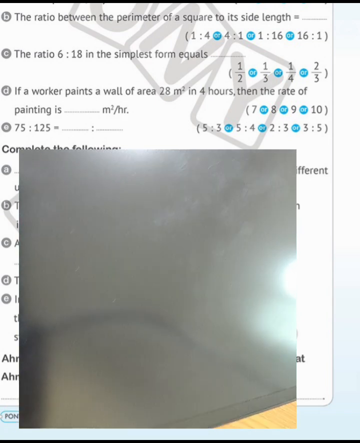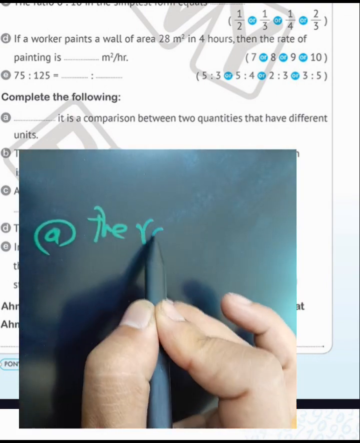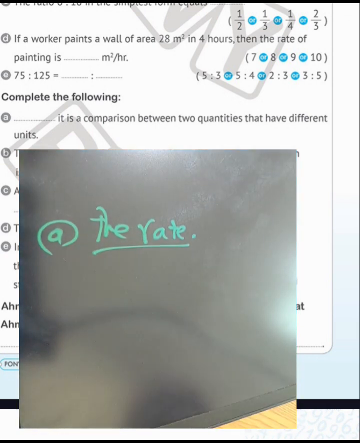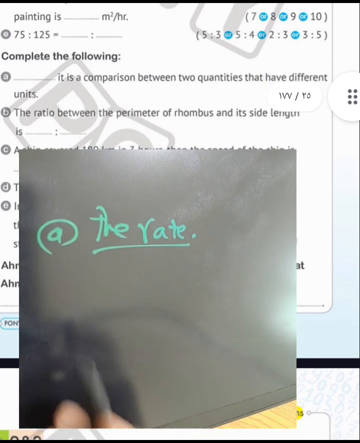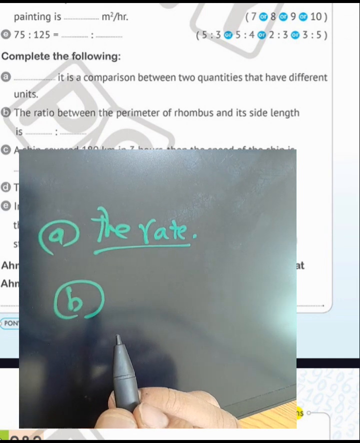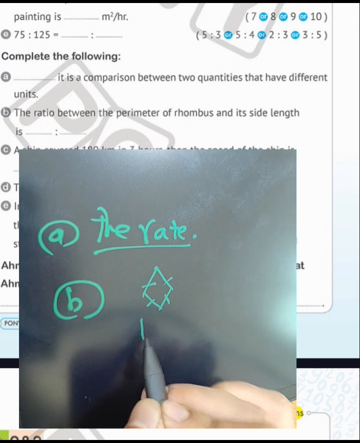Next question. Blank is comparing between two quantities that have different units. A rate. Letter A is rate. It's a definition. The rate is comparing between two quantities that have different units. Question letter B. The ratio between the perimeter of a rhombus and its side length will be 4 to 1. We have here a rhombus, all sides equal in length, and the ratio will be 4 to 1.